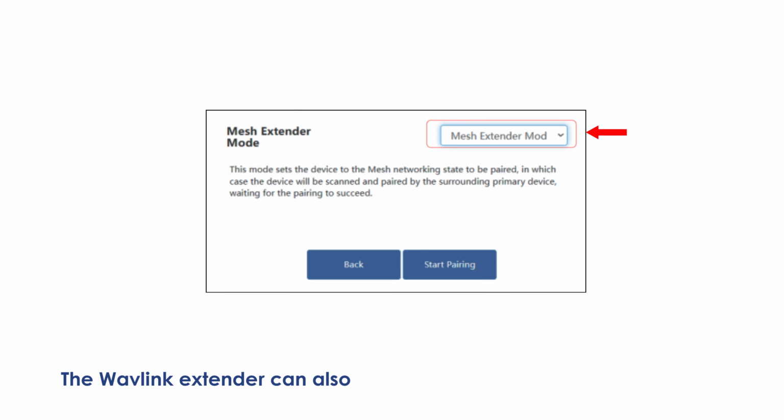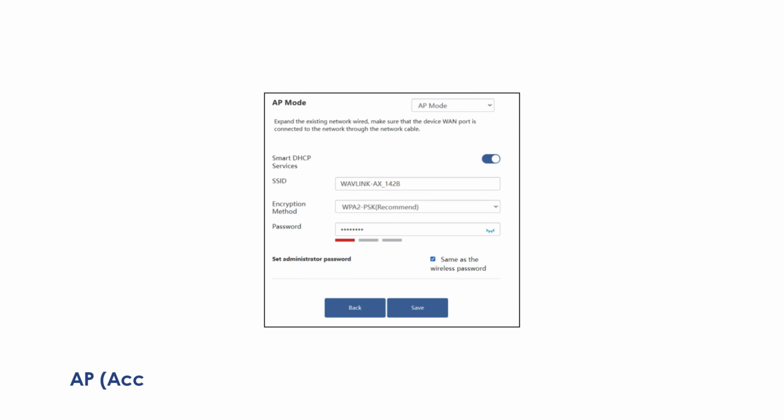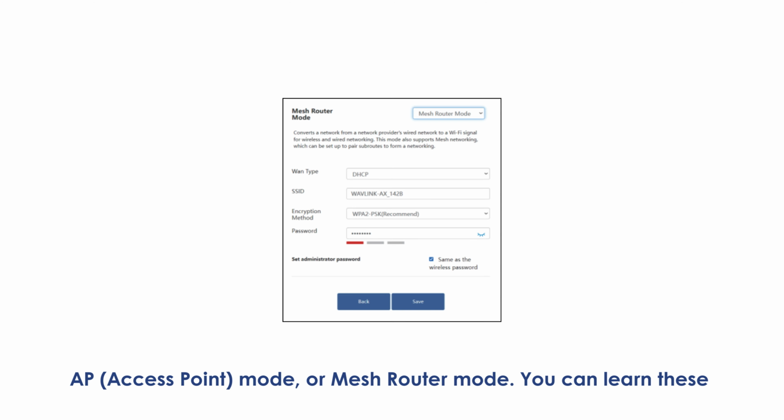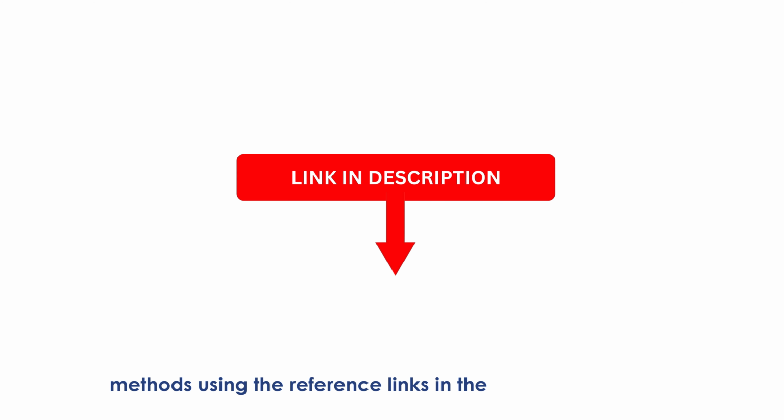The Wavlink extender can also be configured in Mesh Extender mode, AP, Access Point mode, or Mesh Router mode. You can learn these methods using the reference links in the video's description.